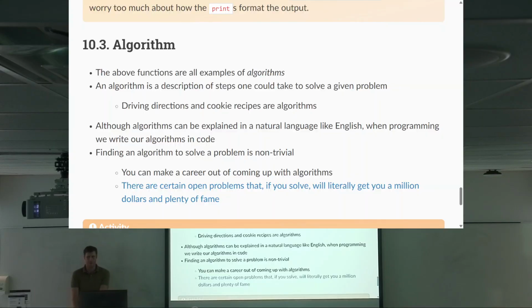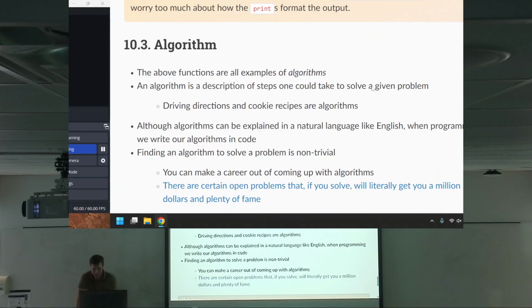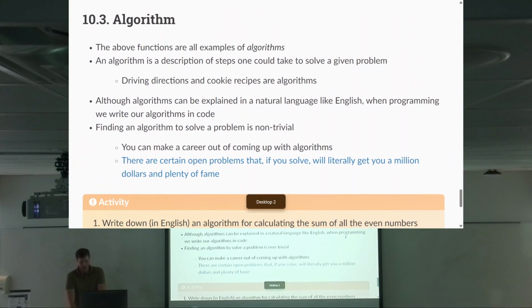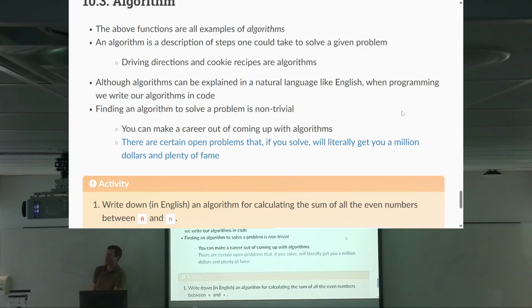Directions are algorithms. Recipes are algorithms. They're all algorithms. And I'm not saying that in a weird, annoying way where technically it's, no, it is. It just is. But these are also algorithms, right? It's step by step what's going to happen. An algorithm, driving directions. Although algorithms can be explained in natural language like English, when programming, we write with code.